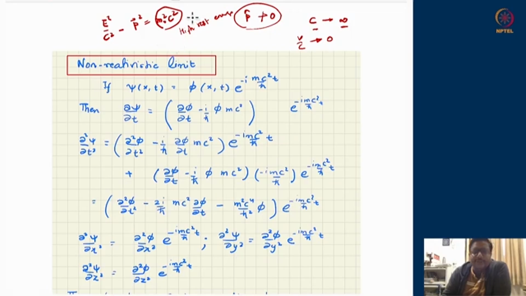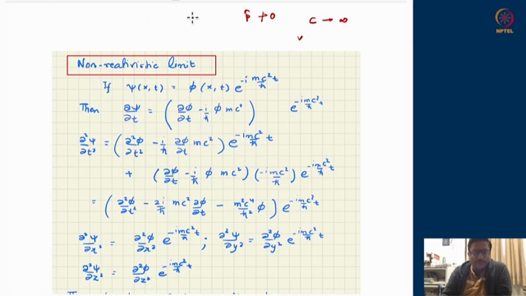So that is the limit we will try to use without sending momentum to zero, and then try to recover the non-relativistic limit out of the Schrodinger equation or out of the Klein-Gordon equation. So let us try to do that. When I write the stationary state psi(x,t), we have seen previously it should be some phi(x) times e to the power minus iEt upon h bar. That is the stationary limit we have discussed before as well.